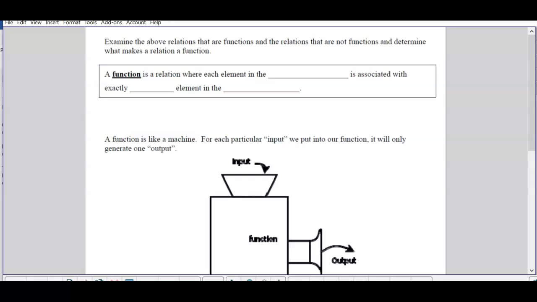So a function is a relation where each element in the domain is associated with exactly one element in the range. Oftentimes, domain are x values, range are y values, but it really depends on the situation. So that's why we said each element in the domain. It could be any variable.